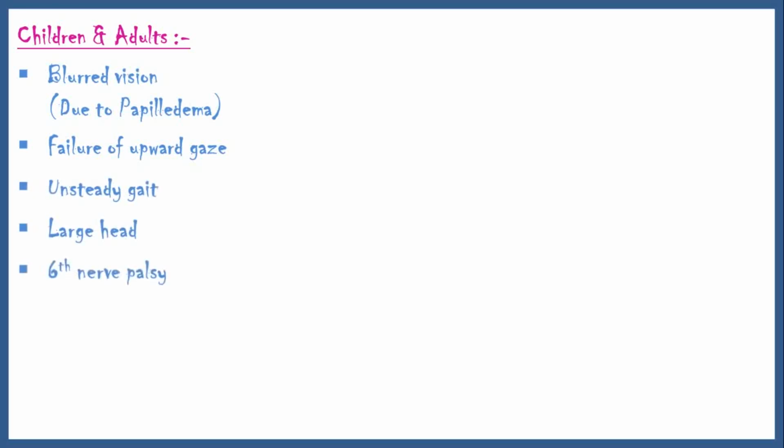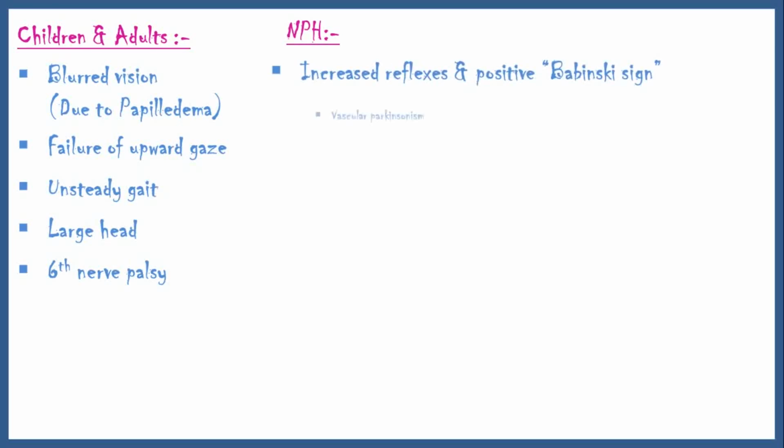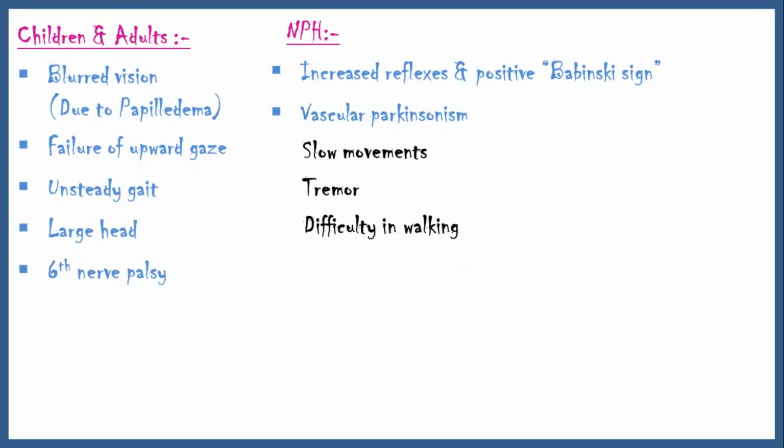In children and adults, blurred vision due to papilledema, failure of upward gaze, unsteady gait, large head, and sixth nerve palsy. In normal pressure hydrocephalus, increased reflexes and positive Babinski sign. Vascular Parkinsonism, which is characterized by slow movements, tremor and difficulty in walking. However, these patients have normal muscle strength with no sensory loss.